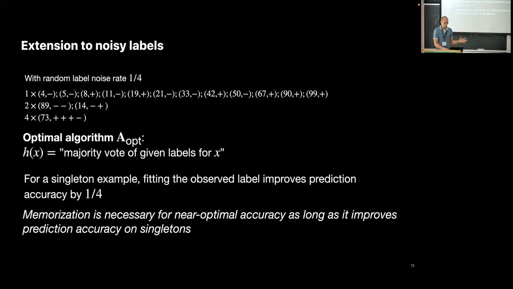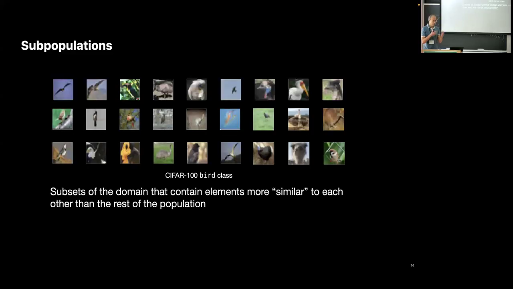Now let's try to map it to something which looks a little more realistic. And the mapping will rely on this notion of subpopulations or clusters in the distribution. What are those? At a high level, the idea that the distribution may have clusters comes from the often empirical observation that data distributions are not just homogeneous blobs like a single Gaussian. They have some data points which are similar to each other, others which are quite different from each other. So informally, I'll think of a subpopulation or a cluster as a subset of the domain that contains elements that are more similar to each other than the rest of the population.